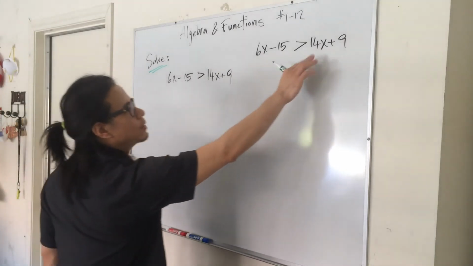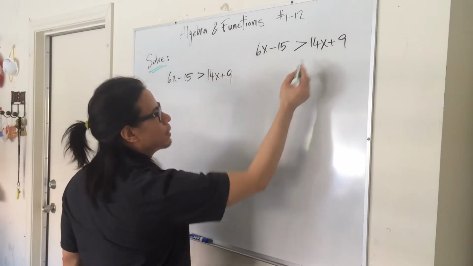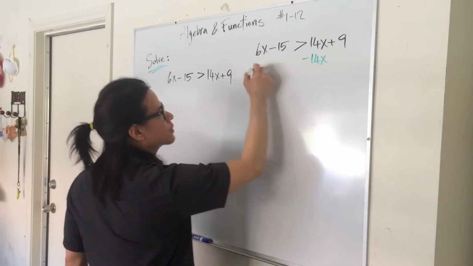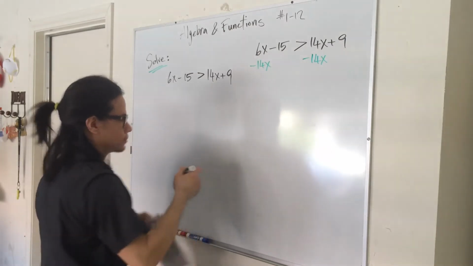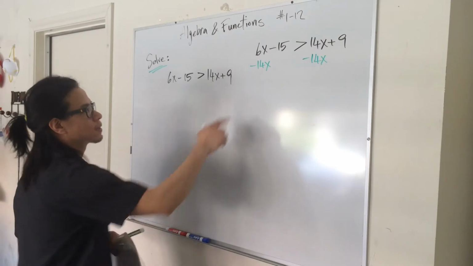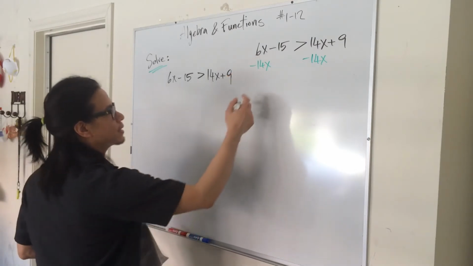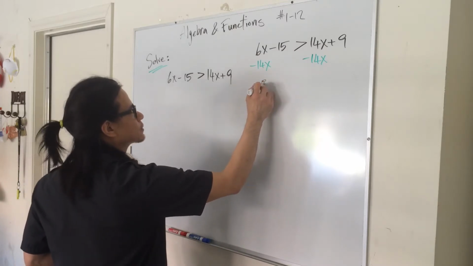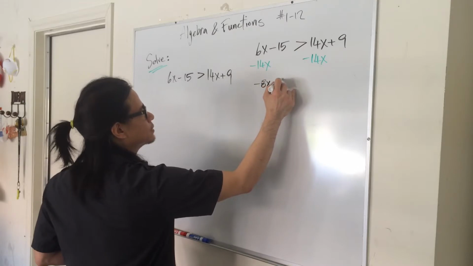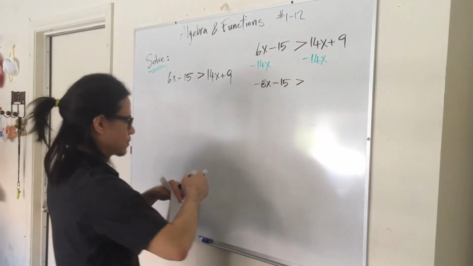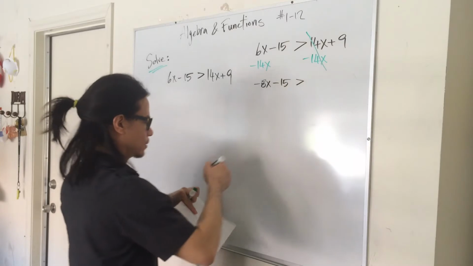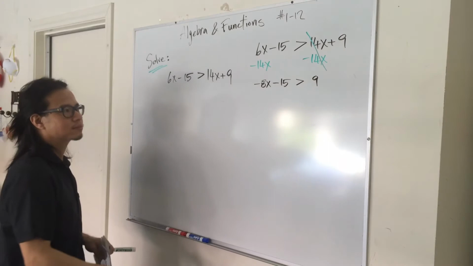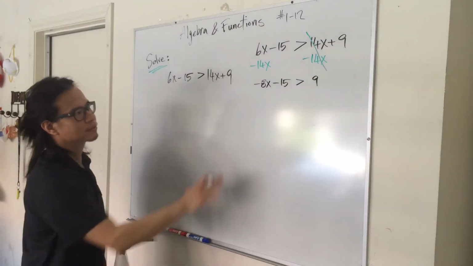So I'm going to move the x to the left. So therefore I want to get rid of the x term. So let's subtract away 14x to both sides. 6x minus 14x is negative 8x minus 15 is greater than, this cancels out, so you have 9 left. Hopefully you're able to make it to this step here.